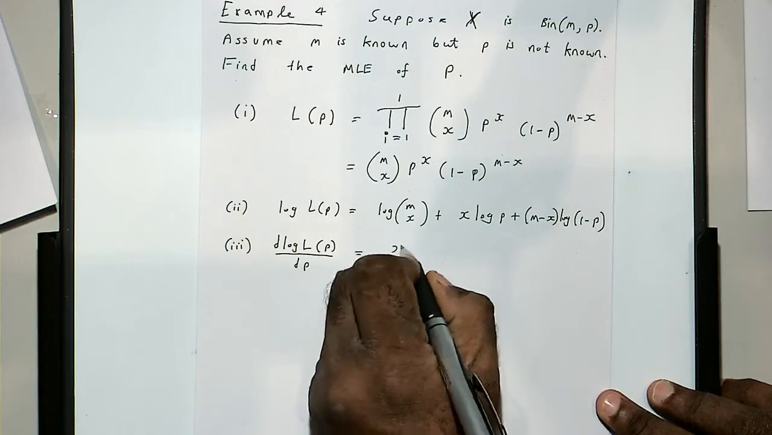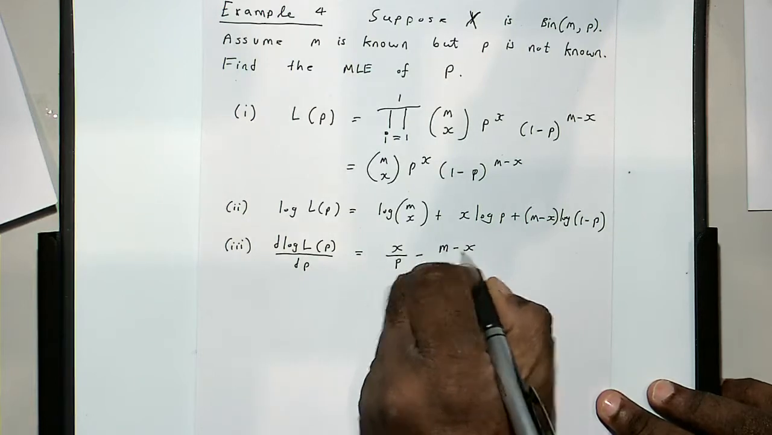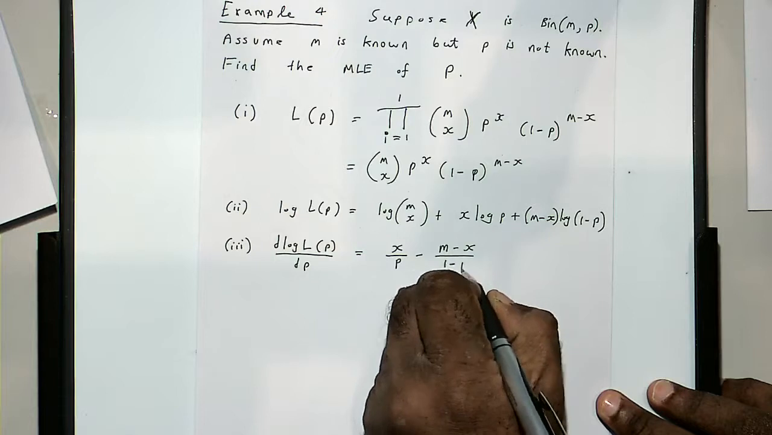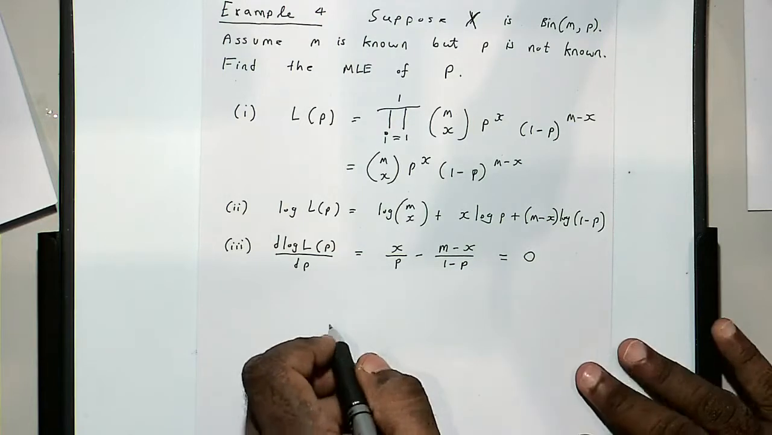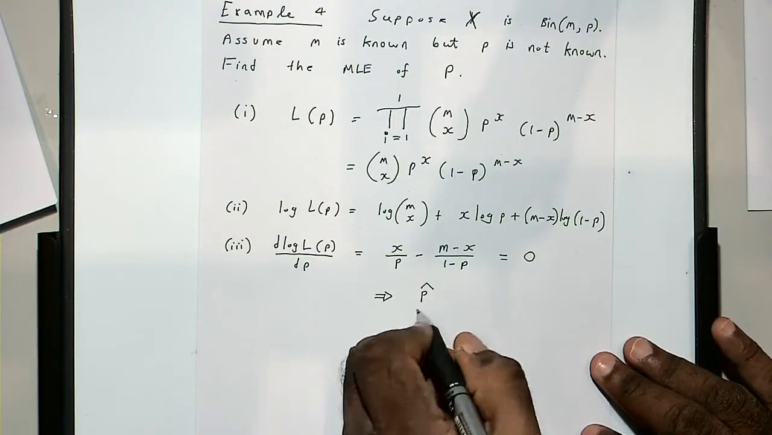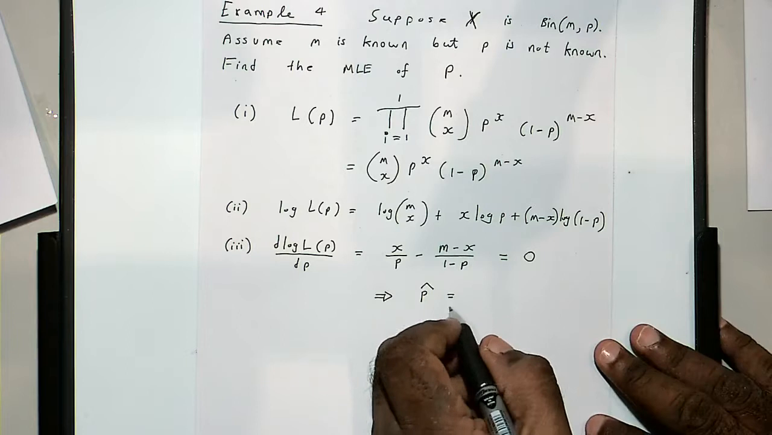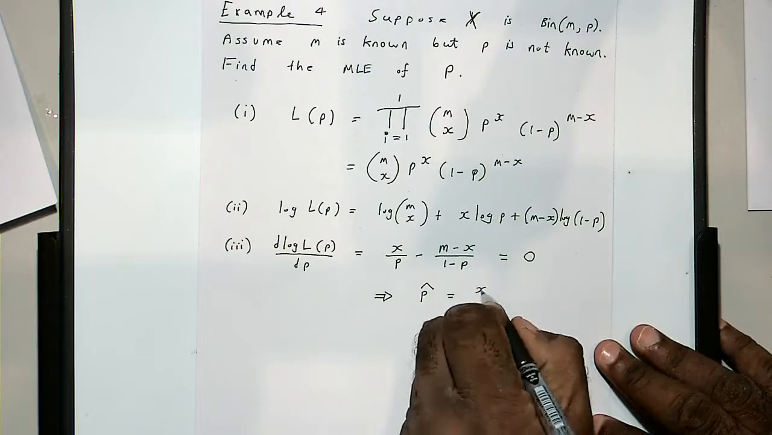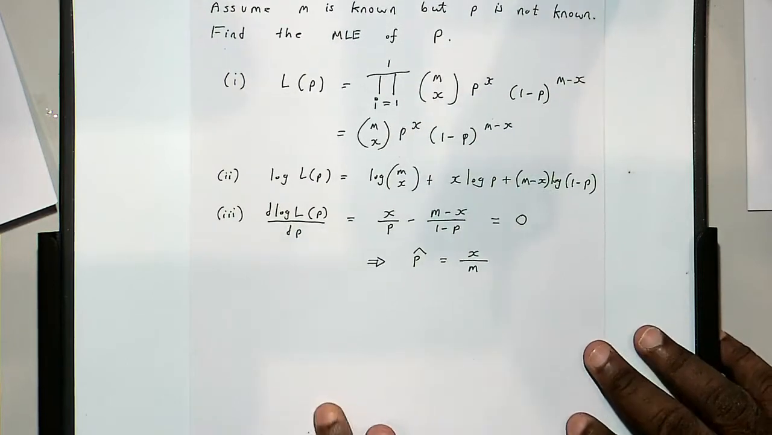So you get x divided by p minus m minus x divided by 1 minus p. And you set this to 0 and solve for p. If you do the math, you get p hat equal to x divided by m.